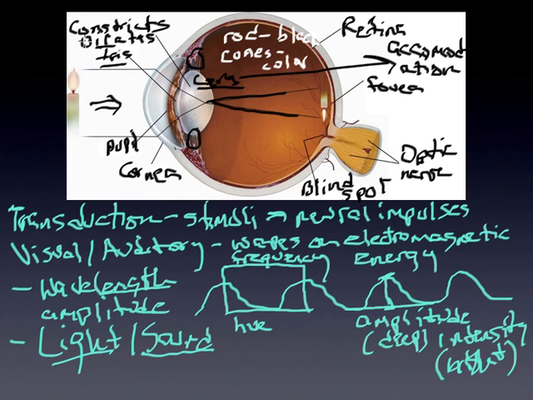But you should be able to label an eyeball like this: the pupil, the cornea, iris, lens, retina, fovea, optic nerve, and blind spot relatively easily.